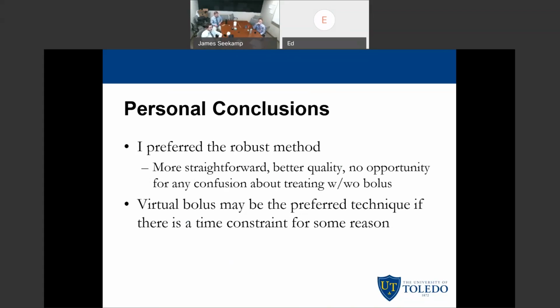But if you're in a bit of a time rush and you had time to actually sit down and dedicate to the plan rather than just hit optimize, walk away, and work on something else, the virtual bolus method may be the preferred technique. As I showed, you can get a round of optimizations in about a fifth of the time as the robust optimizer.